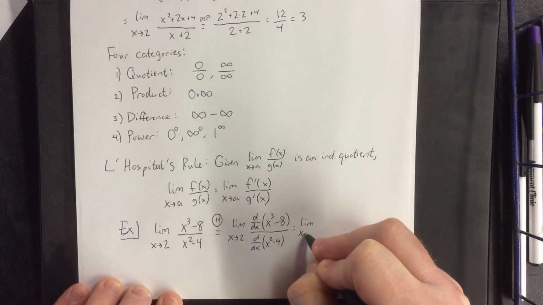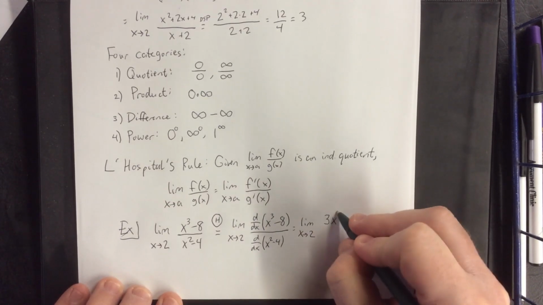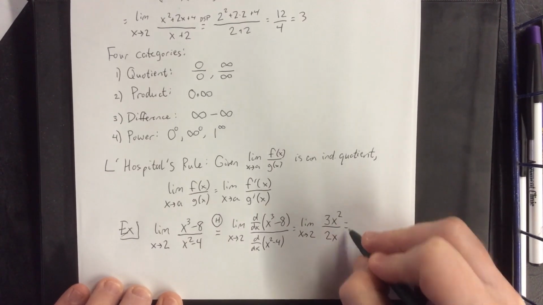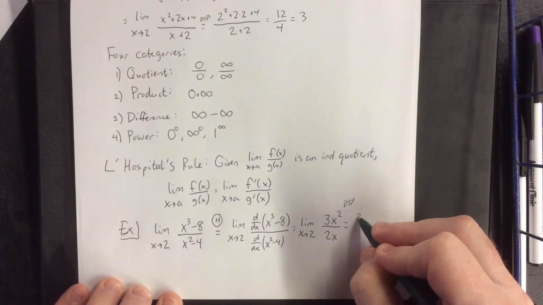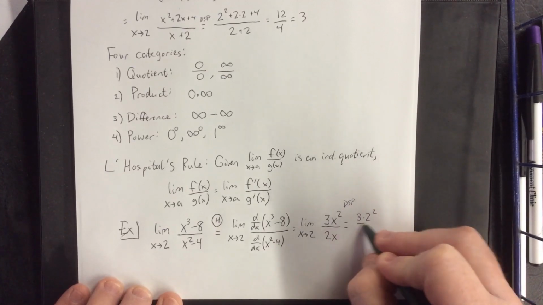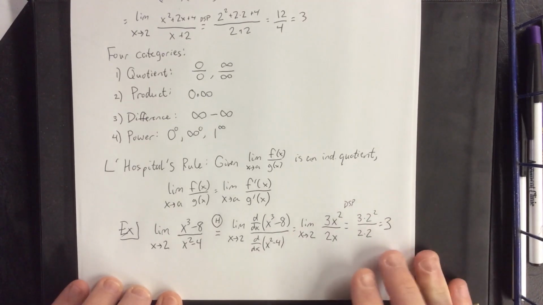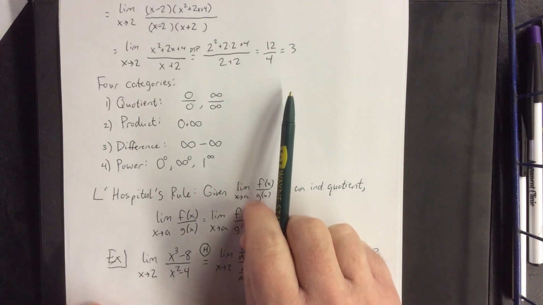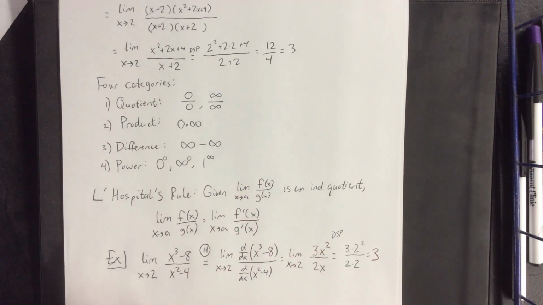So this would be the limit as x approaches 2 of the derivative of the top, 3x squared, over the derivative of the bottom, 2x. If we attempt to use the direct substitution property again, we wind up with 3 times 2 squared over 2 times 2, which when simplified gives us 3. You'll notice back up top that by doing the algebraic method, we got literally the exact same result. So hopefully this solidifies in your head that it actually works.